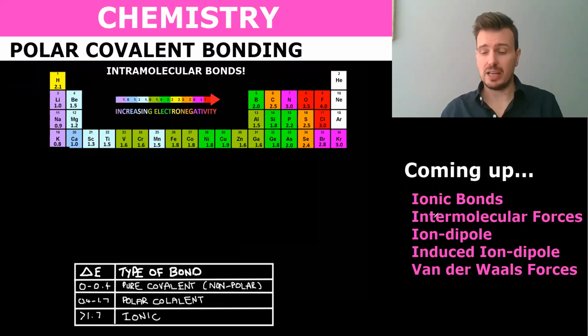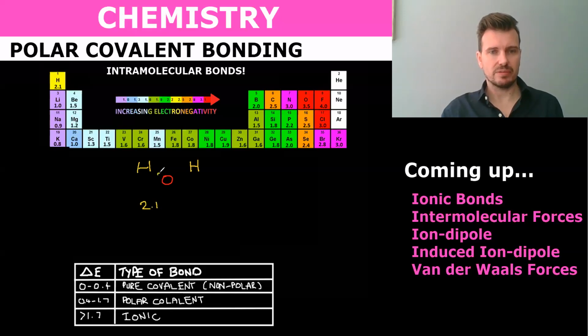So let's look at water. Water is H2O. We all know that. If we look at the electronegativity of hydrogen, it is 2.1. And hydrogen has one valence electron. If you're not sure about valence electrons, check out the first video I did on the periodic table, where I talk about valence electrons, which are electrons in the outer orbital.